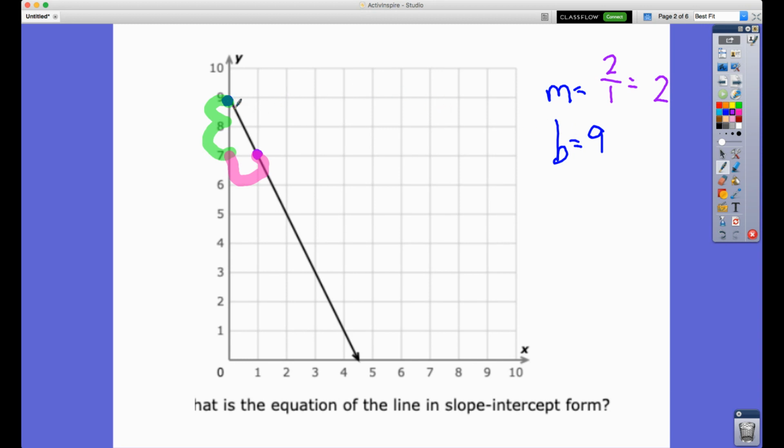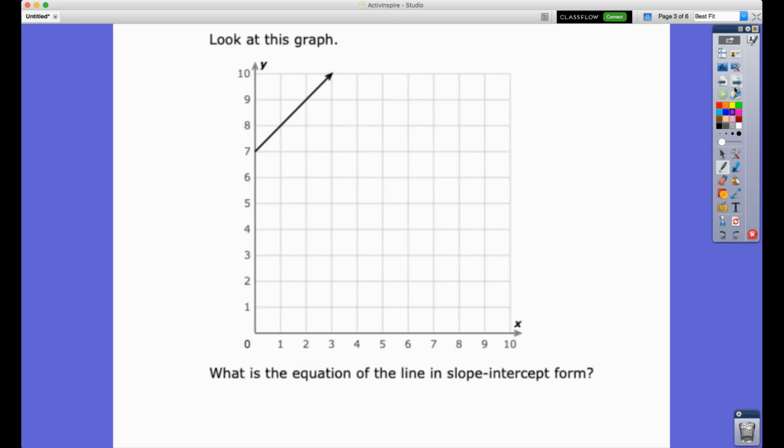Notice how this line goes down, which means what kind of 2 do I need to have that be? A negative. So our equation is always y equals mx plus b, right? So this would be y equals, in place of m, I would have -2x, and in place of b, I would have +9. That's it. All right, let's try another one.